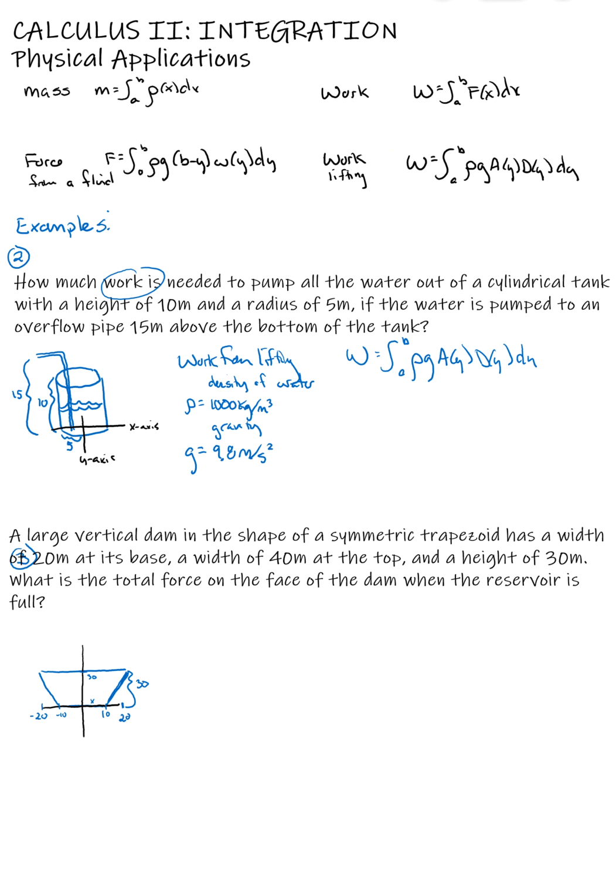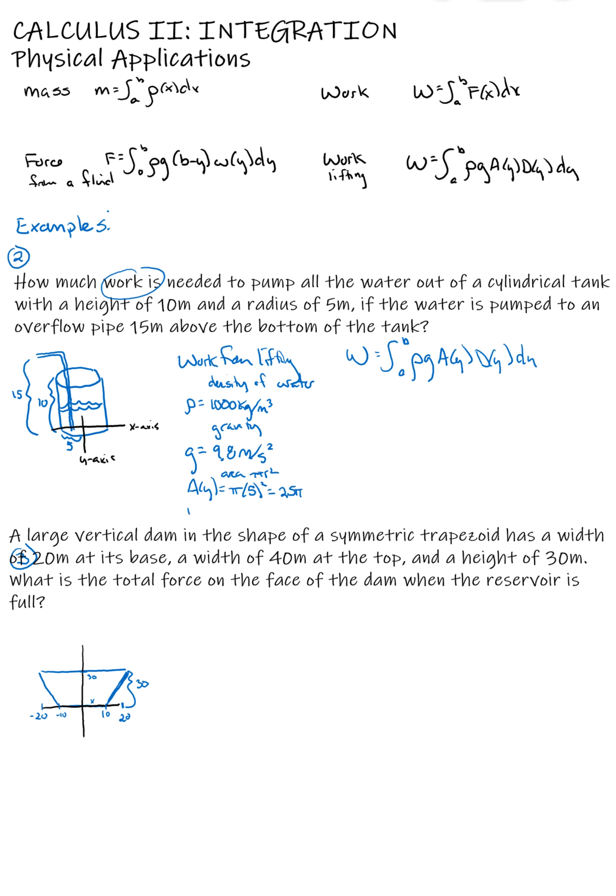All right, and then let's see, A of y, that's a function, and that's our area. The area in this case, so we're looking at our circles, right? The area across here is a circle. So the area of a circle is pi r squared. In this case, that's pi times the radius, which is 5 squared. So we get 25 pi.